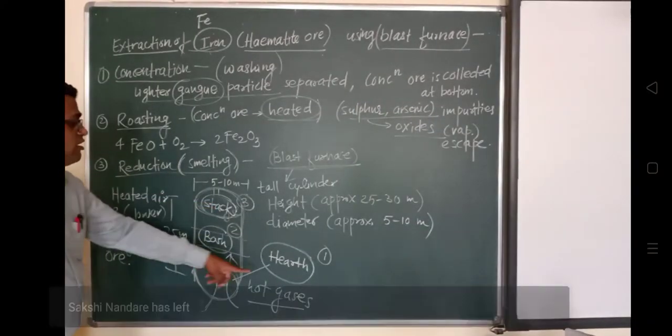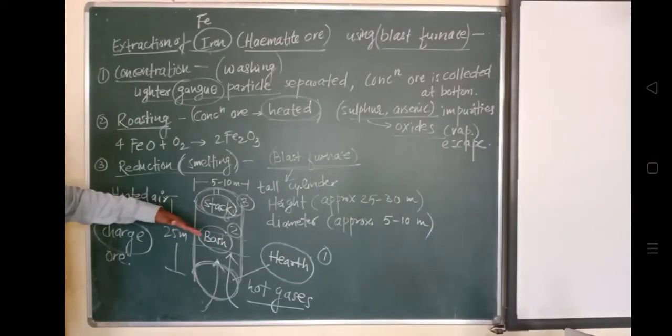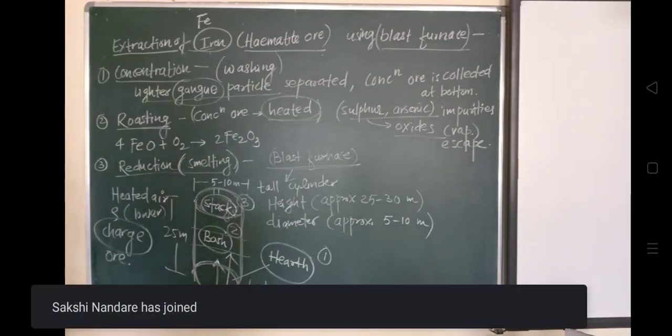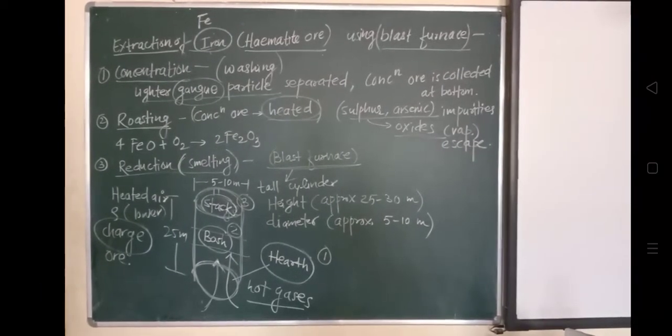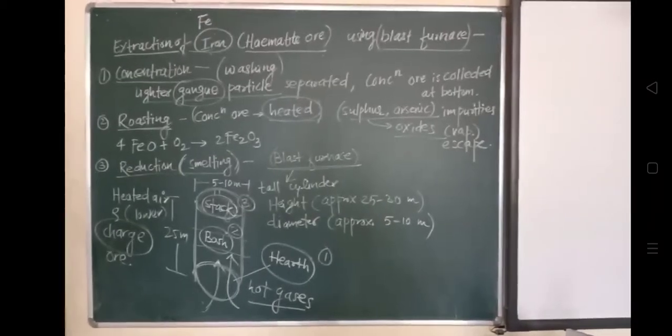So what we are saying, yes, this is the blast furnace. Its approximate height is around 25 to 30 meters. It is just like a tall cylinder, with a diameter of approximately 5 to 10 meters, in which mainly three regions are present.